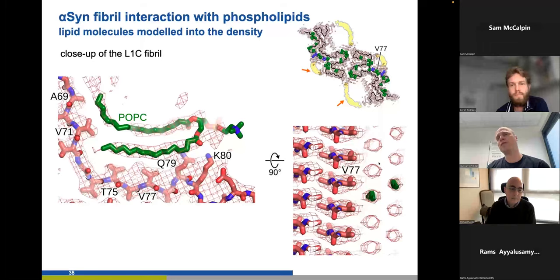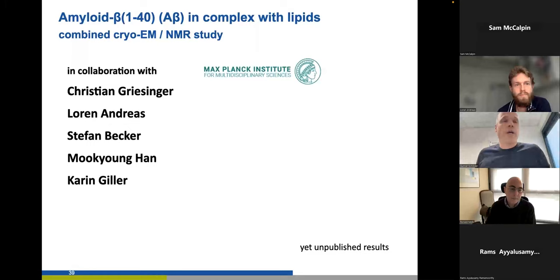So in the last few slides, I would like to show new results that we obtained for Aβ40 in complex with lipids. This is also a collaboration with Christian Griesinger and Loren Andreas, and involves also Stefan Becker and Mook Young and Karin, who did all the sample preparation and isotope labeling. So this is a combined cryo-EM NMR study, and we will also have detailed NMR studies on the interaction of the lipids with the fibrils that I cannot present today, but I will show you first results from the cryo-EM.